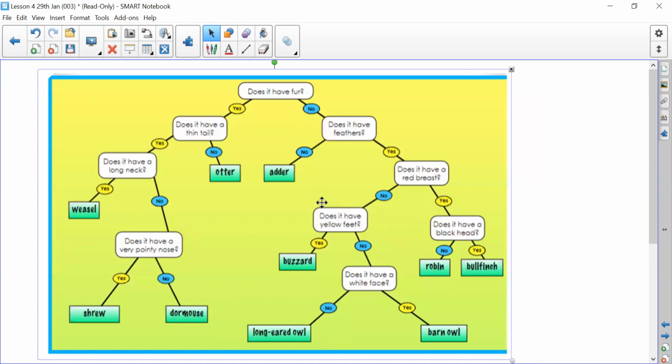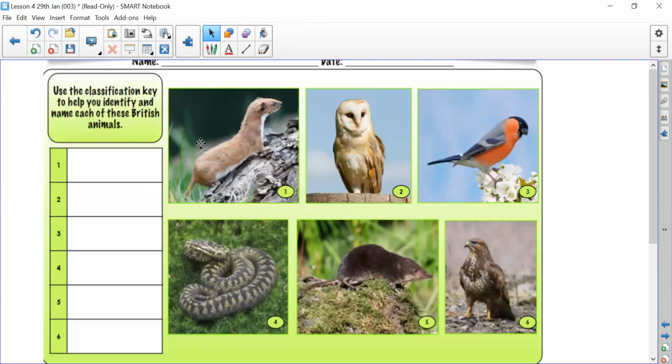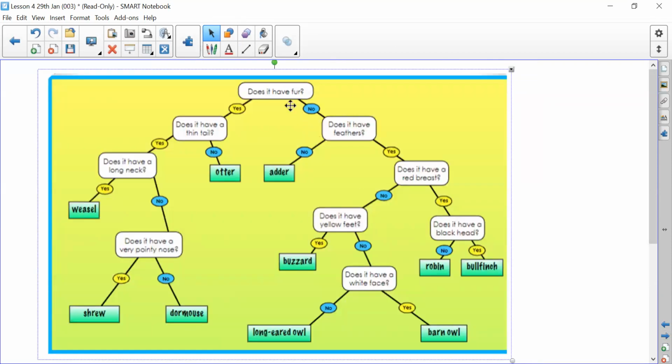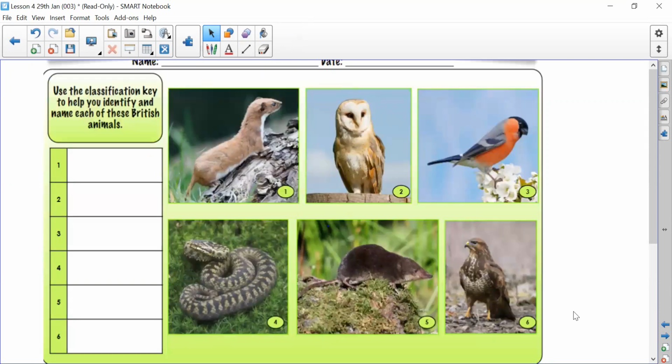So here's our classification key. It has to be a different one to the other ones because it's got different animals on it. So make sure you're starting at the top. I'll just read through. Does it have fur? I'm not going to go through it because you're going to do that. But does it have a thin tail, or does it have feathers? And then you carry on down each side depending on whether it's a yes or a no. Okay, good luck on that. Pause the video and go through every animal.